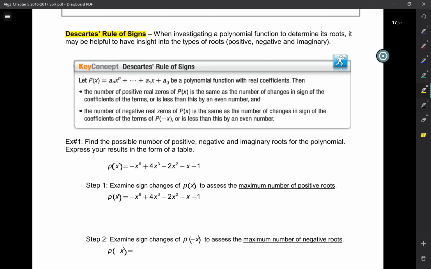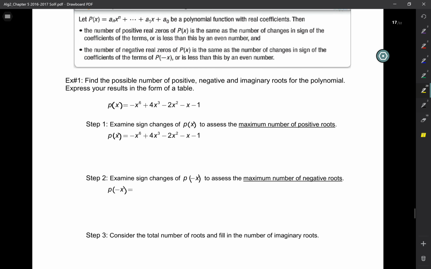So, what Descartes' rule of signs says is it tells us how many possible positive zeros and how many negative zeros there will be. We can read this on and on and on, but it will not do us any good until we actually do an example. So let's do an example.